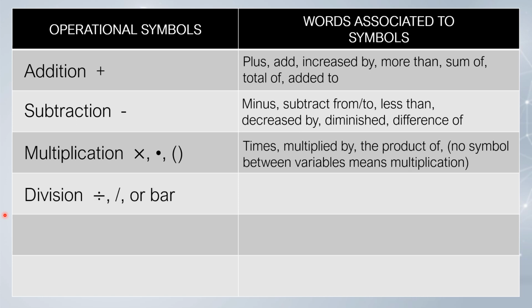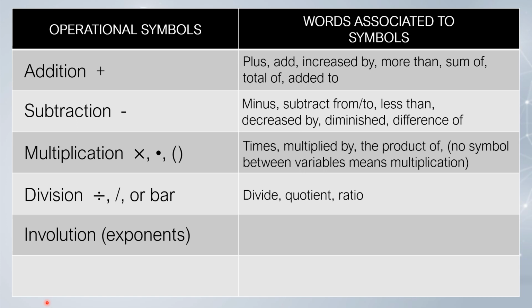Fourth is the division. Sa division, gumagamit tayo ng tatlong symbol. It's either this obolus or division sign, yung ating slash, or yung bar. Ano ba yung bar? Iyon yung sa fraction. So, ano yung mga keywords para malaman natin na division ang hinahanap sa isang word problem? So, those words are divide, quotient, and ratio.